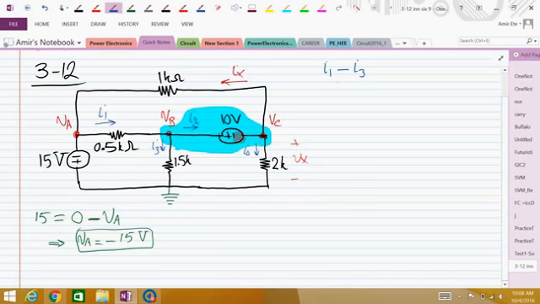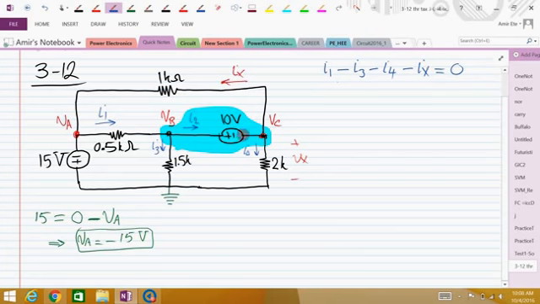I2 in this case is inside the super node and it doesn't appear in the KCL because it doesn't cross the boundary here. Alright, then I4 leaves the super node and IX leaves the super node too.